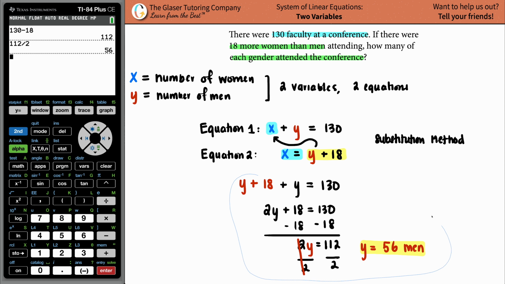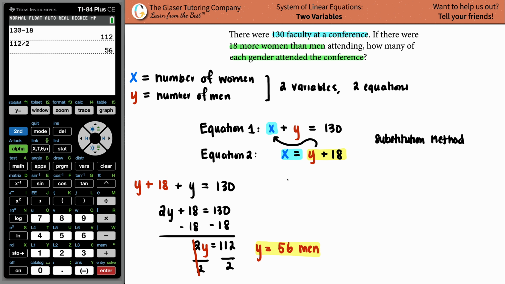Now what you can do is you can just go back to any equation, use the one that's easiest for you, and just solve in for the x value. I'm going to use this because it's already in x equal form. The women was x equals y, which is 56, plus 18. So x equals whatever this is, 74 women.